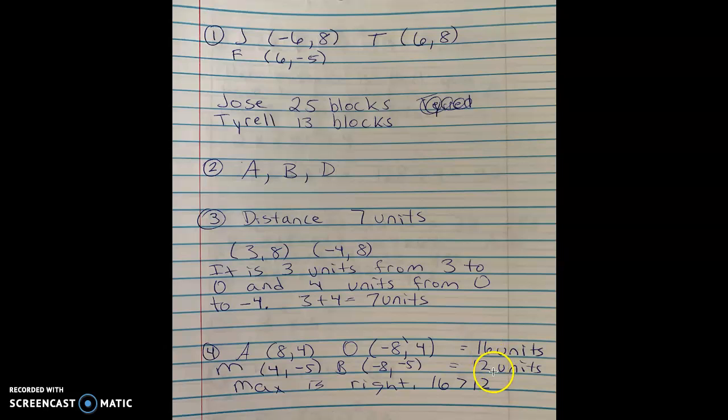It's 12 units to get from the media center to the basketball arena because, again, you're going from +4, 4 units to 0, and then 8 units to get to -8. So 8 plus 4 is 12 units. So therefore, this one is farther.